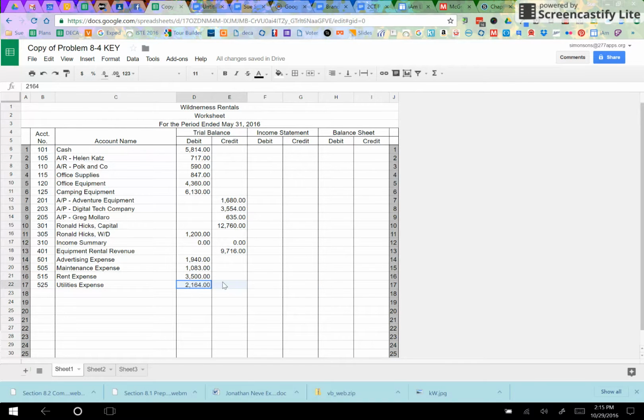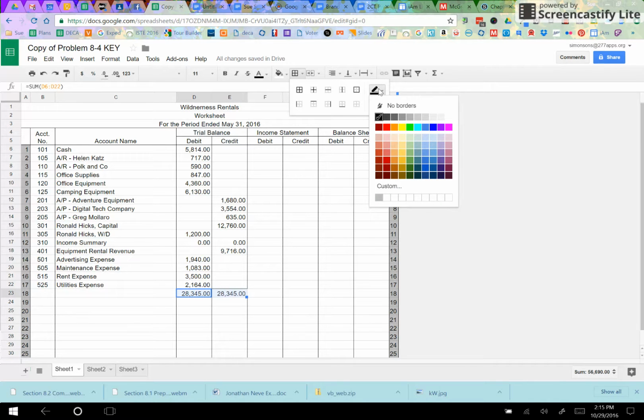We're then going to highlight these two cells and we're going to say we want a bottom border. Okay, that means that a total is coming, right? And we're going to go into cell D18 and do an auto sum. And we want to do the full entire range. And we're going to say enter. And then I'm going to use my amazing fill handle tool and pull this across. And I can see that my trial balance is in balance.